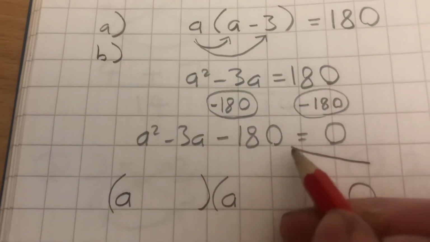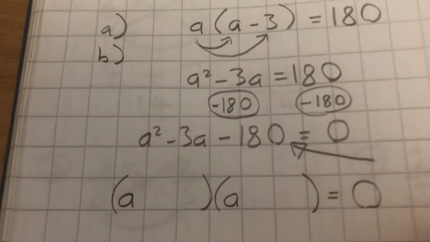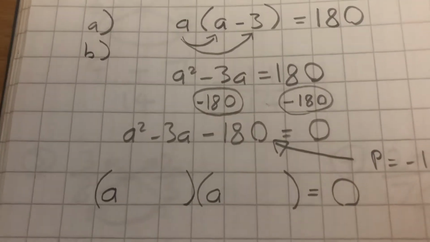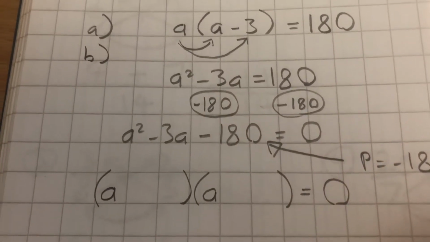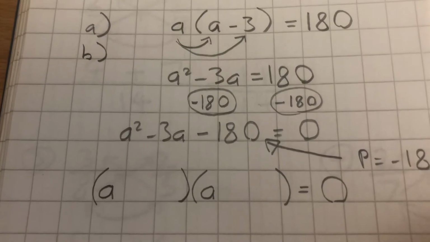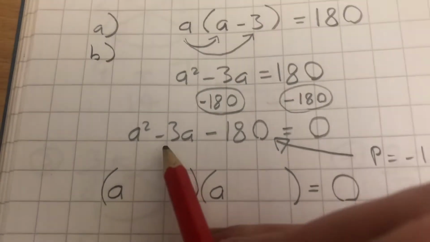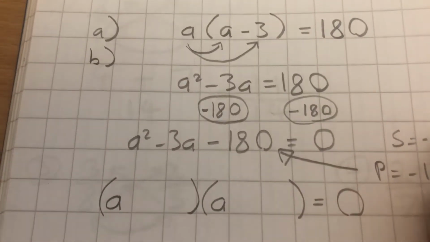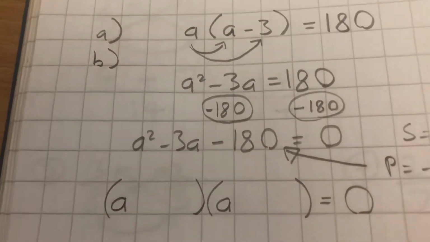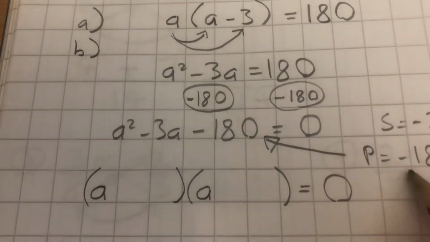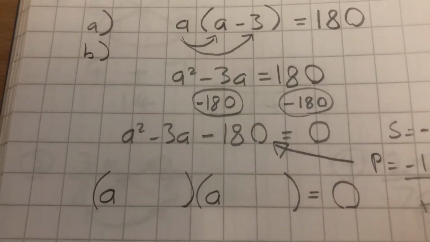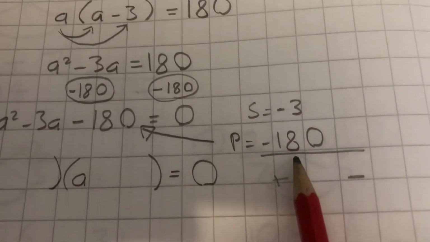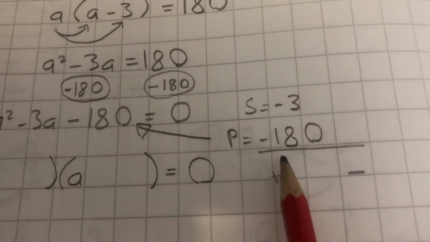So I have, therefore, to get A squared, the first terms are A and A, and remember my product is minus 180, so I need two numbers that multiply together to give me minus 180, but add or subtract to give me a sum of minus 3. So the sum is therefore minus 3. So that would indicate that one number needs to be positive and one number needs to be negative. So numbers that multiply together to give me minus 180.